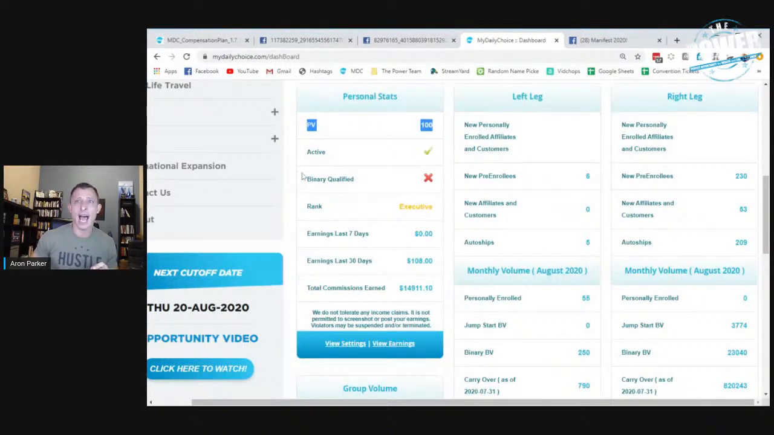But this person's not binary qualified. You guys see this? See the red X? They're not binary qualified. Now, the first requirement is done, which is what? Their personal order, which, side note, I recommend that you order your personal order early in the month. You do not want to wait till the last few days or the last week of the month. That's a mistake because you're not going to be binary qualified until you place your order.